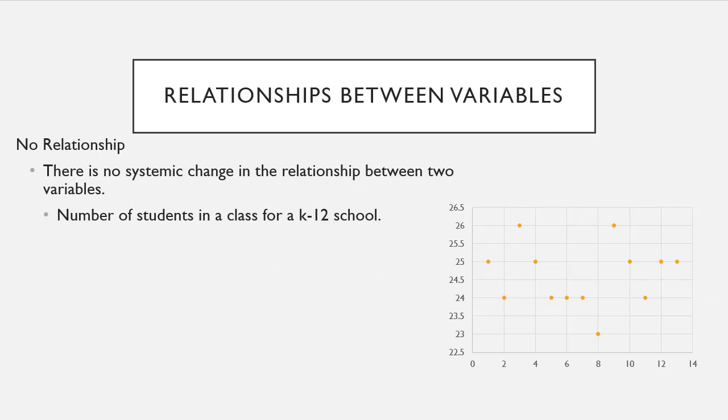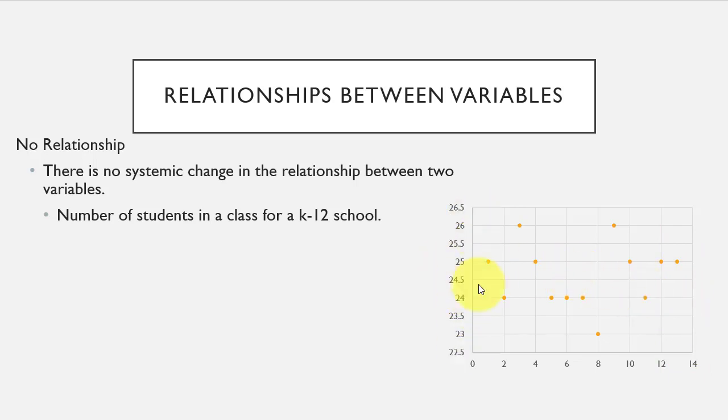Next is relationships between variables where there is no relationship. So let's take a look at this graph real quick. This is on a scale of 0 to 14, and this is the grade that you're in. So 0 might be kindergarten, let's say. And then you have first grade, second grade, third grade, fourth grade, all the way up to 12th, 13th grade, whatever. It's okay that it went off.